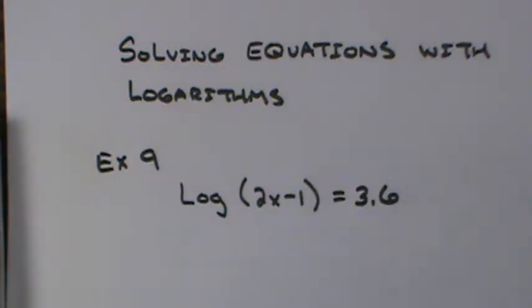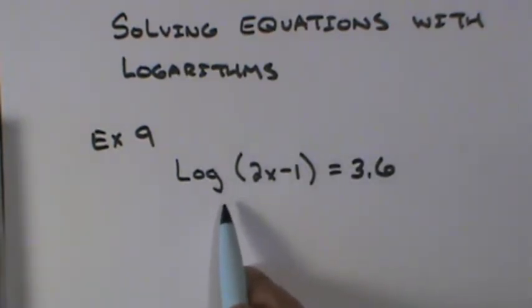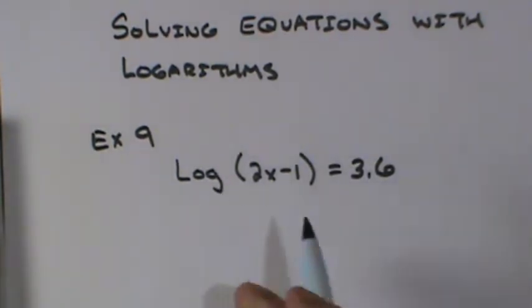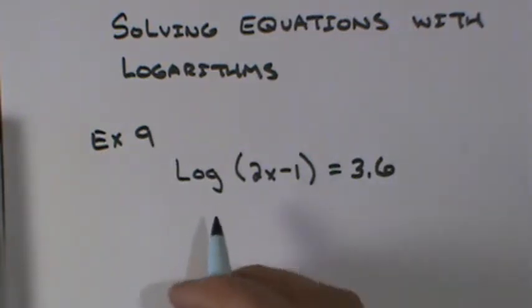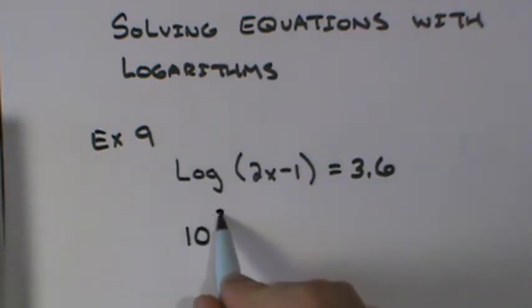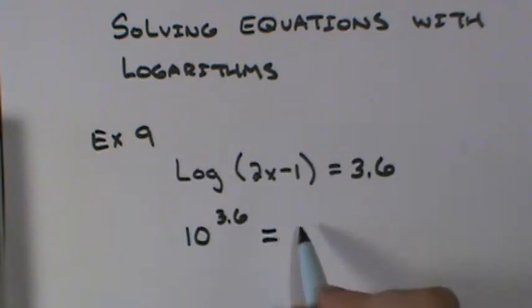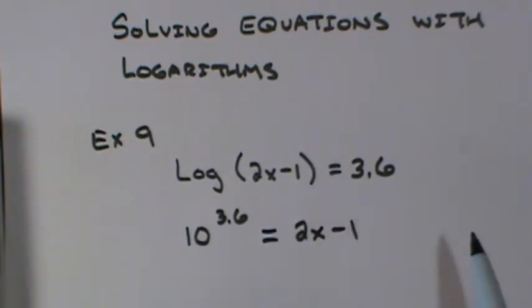We're going to continue our video series on solving equations with logarithms. For example 9, we've got log of 2x minus 1 equals 3.6. You have to remember that this is the structure of a logarithm, and there's a base here that is 10. When you don't have a number there, it's implied to be 10. So I can say that this is 10 raised to the 3.6th power equals, here's the argument, 2x minus 1.